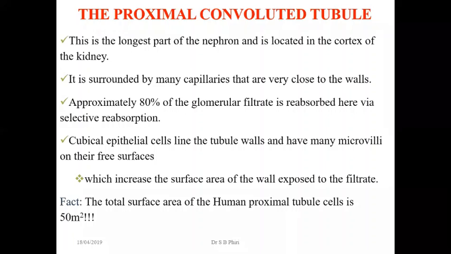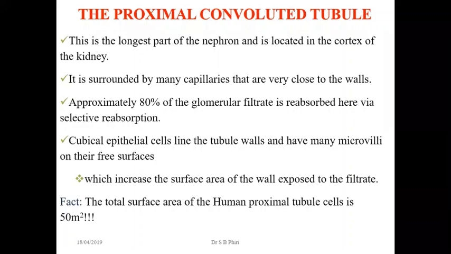The other fact that you need to know: the total surface area of the human proximal tubule cells is about 50 meters squared. So you're looking at an area of 50 by 50. Just think of a football pitch, now half the football pitch, that's like 50 by 50. So that will be the surface area for the proximal convoluted tubule.